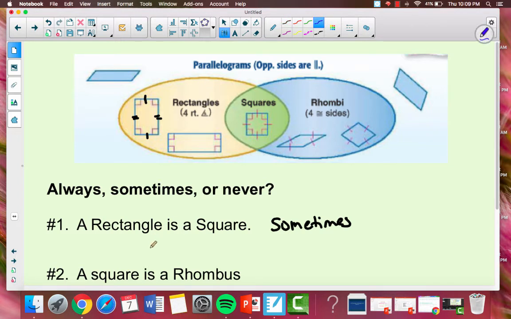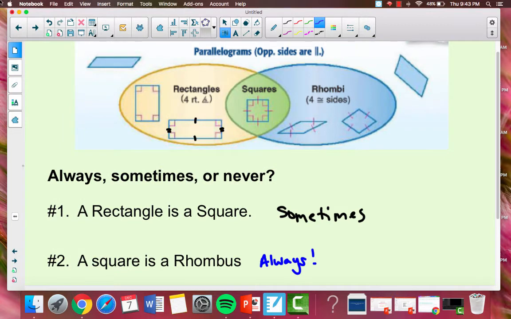All right? But then number 2 says a square is a rhombus. Well, notice the square, we said earlier, is made up of a rectangle and a rhombus. So a square has four congruent sides, and it always will, and so does a rhombus. So this is one that's an always problem.